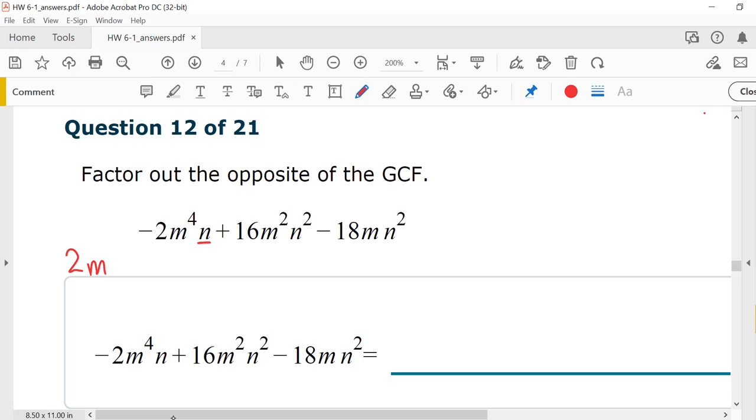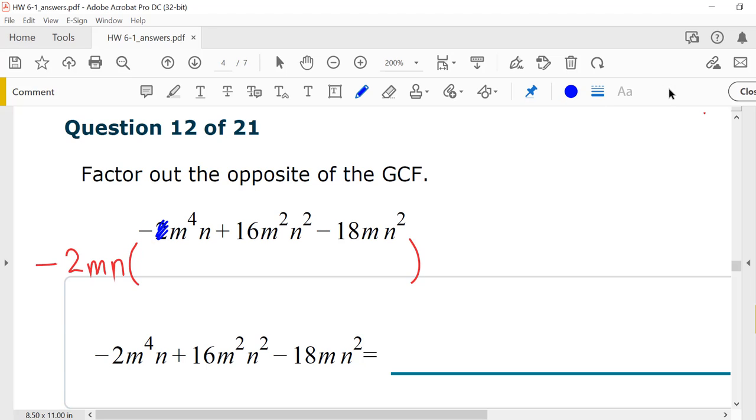Now if I look at n, I have n squared, and n squared. The most I can pull out from all three terms is an n. My GCF is 2mn, but it says to factor out the opposite of the GCF, so I'm going to factor out a negative 2mn. What will be remaining?